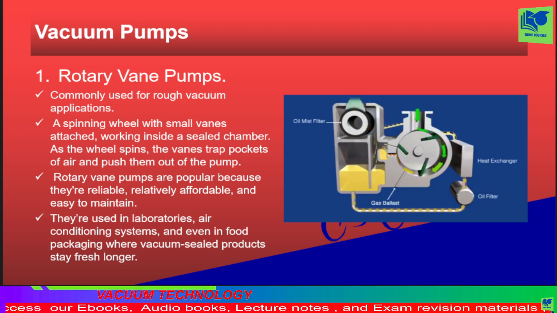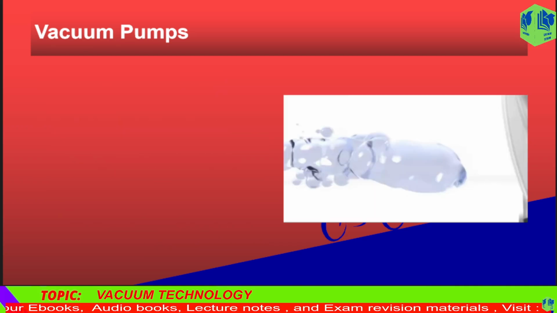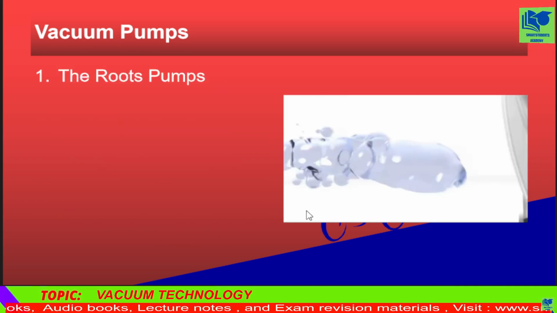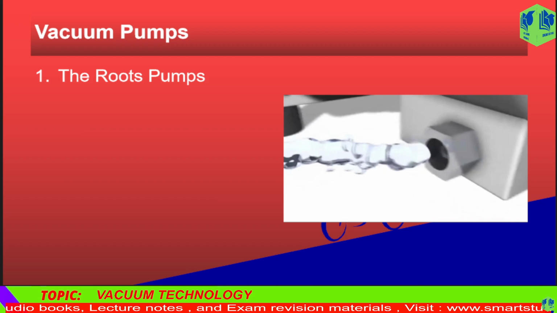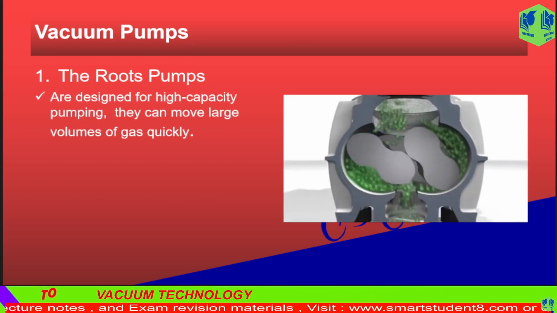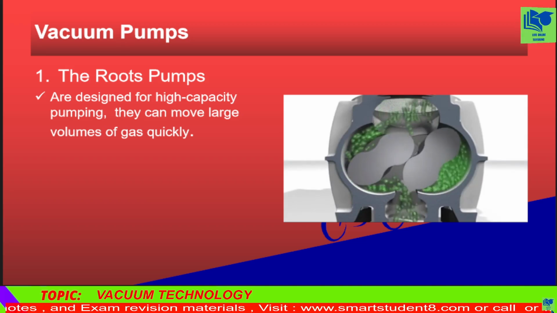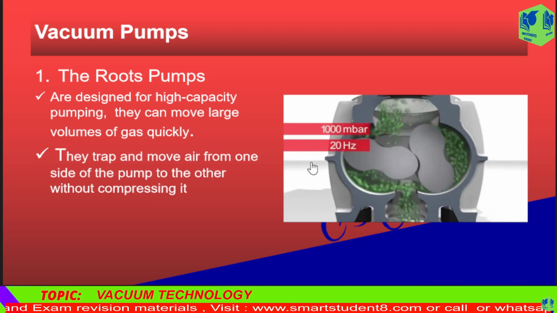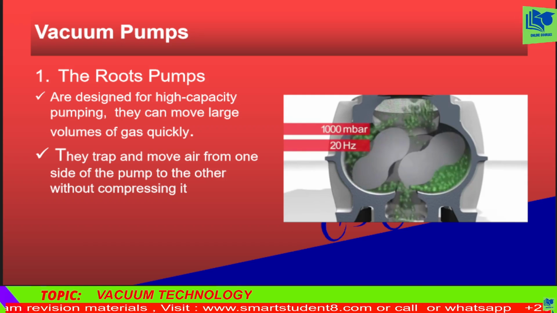Next, we have Roots pumps. These pumps are designed for high-capacity pumping, meaning they can move large volumes of gas quickly. Imagine two figure-8-shaped rotors spinning in opposite directions inside a sealed chamber. As they spin, they trap and move air from one side of the pump to the other without compressing it.